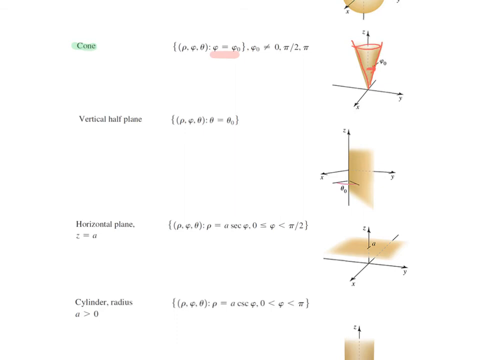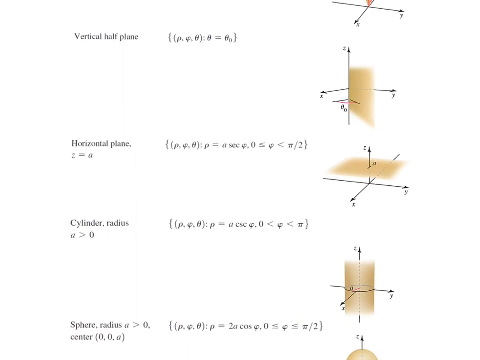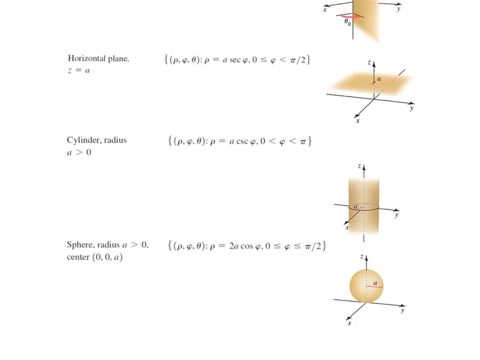You can also describe vertical and horizontal planes similar to that in cylindrical. The equation is the same for the vertical half plane. It's just some theta value that you're going out on the xy, and then you would have your vertical half plane. Horizontal plane, which is z equal to a, is a little bit more difficult in spherical, because then it's a rho value, because it's got to be some distance out in all directions.